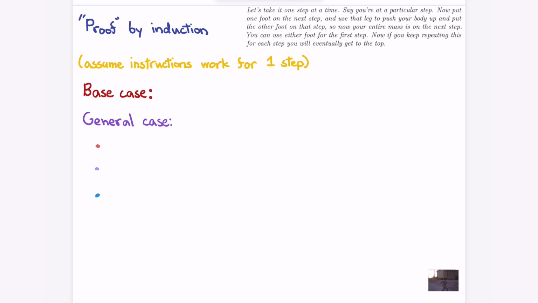So something like this, right? What would be a base case in a quote-unquote proof of this awkward thing?